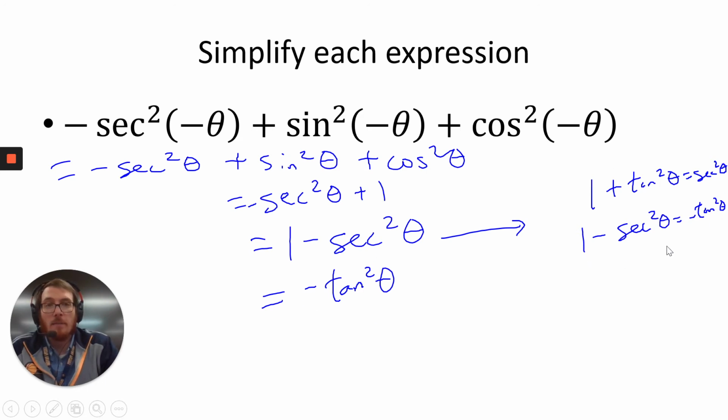I showed a little bit of work about why that is the case over here. So 1 plus tangent squared equals secant squared, and it's just manipulation and moving things around from the equation in order to get negative tangent squared.